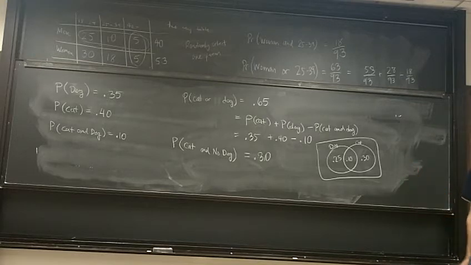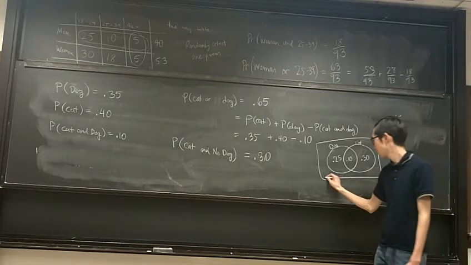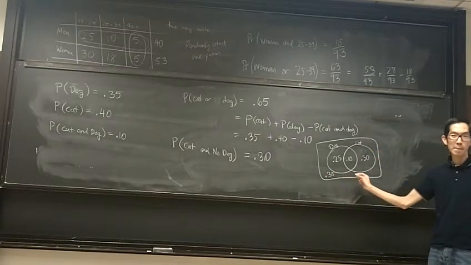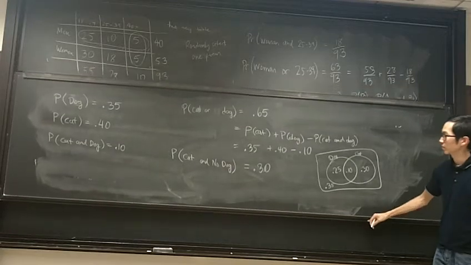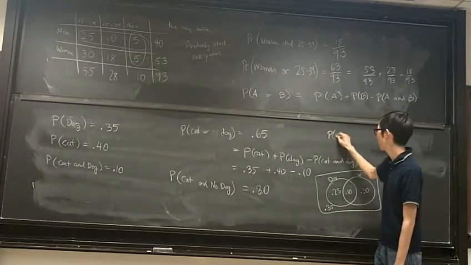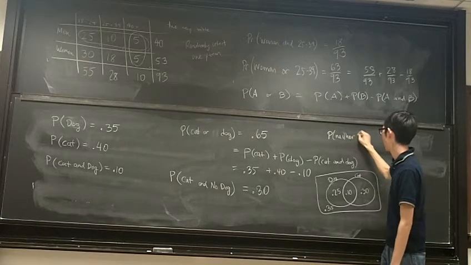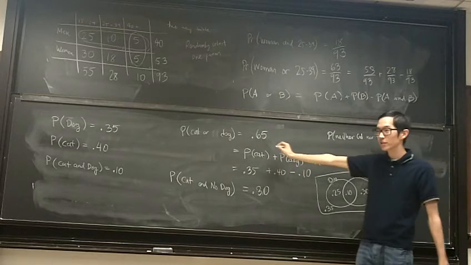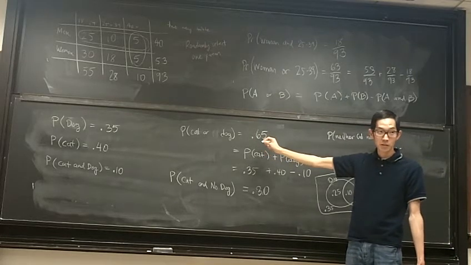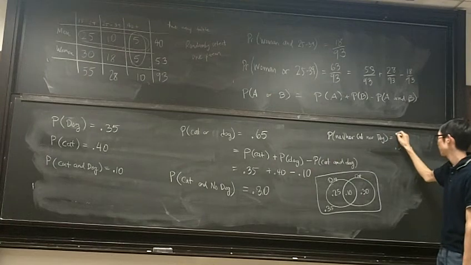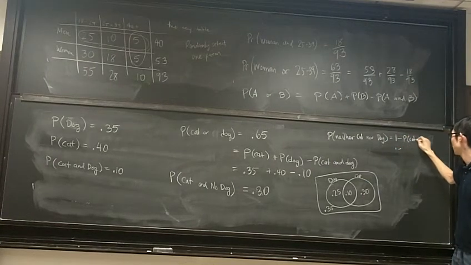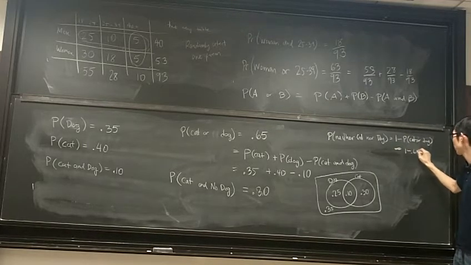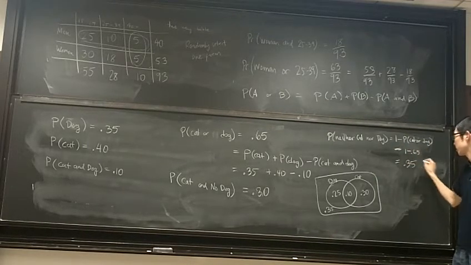Okay. What's the percentage of people that have neither cat nor dog? 35. Okay. How did I get this? You subtracted what everyone's on. Yeah. The probability of neither cat nor dog is the complement of having a cat or a dog. So this is 1 minus the probability of cat or dog: 1 minus 0.65, which is 0.35.